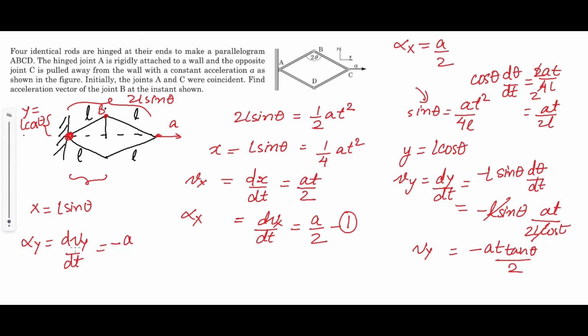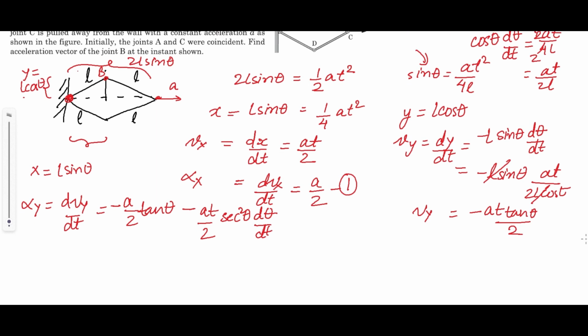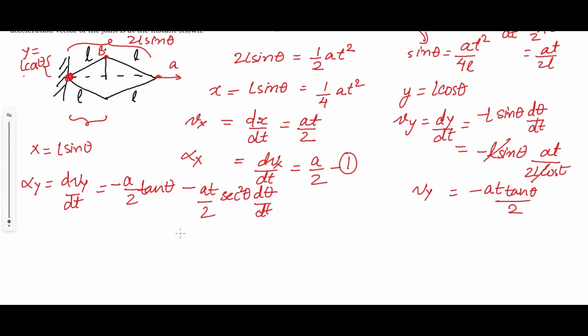That will lead us to a upon 2 tan theta minus at upon 2 sec squared theta d theta by dt. We know that d theta by dt equals at by 2L cos theta. We will put that here, and we are left with minus a upon 2 tan theta minus a squared t squared upon 2L cos cubed theta. Now we are given that at squared upon 2 is equal to 2L sin theta. Rings a bell? Yes.